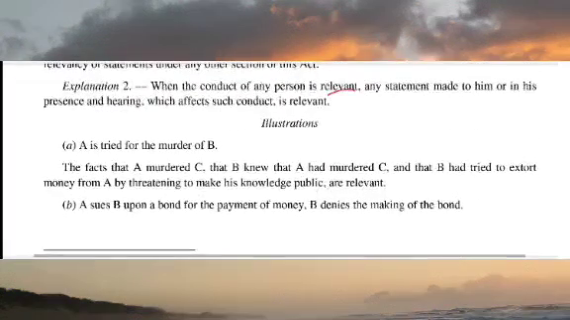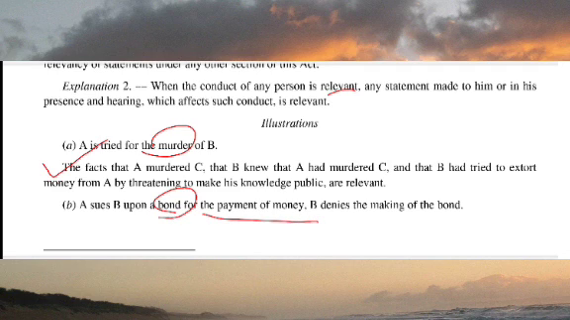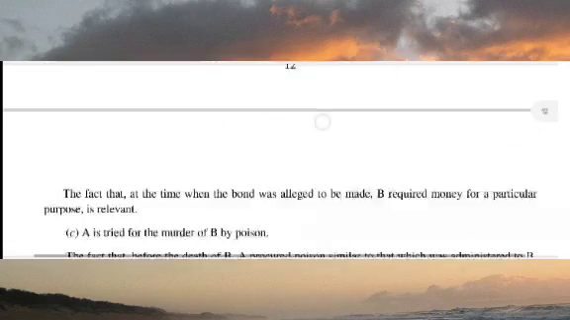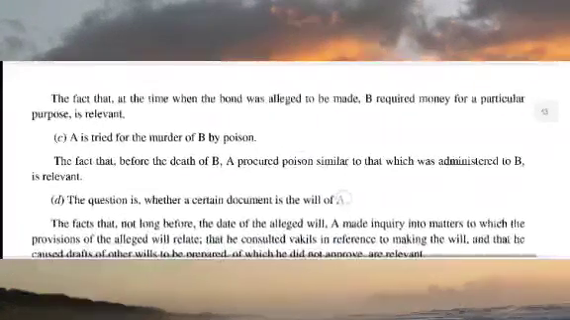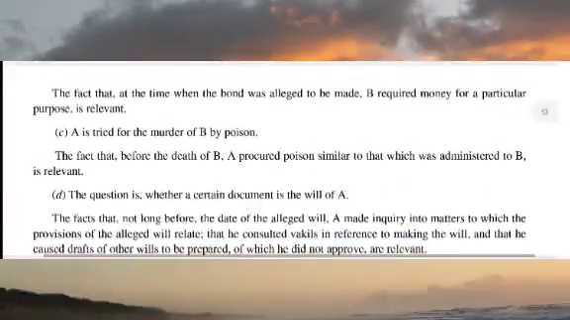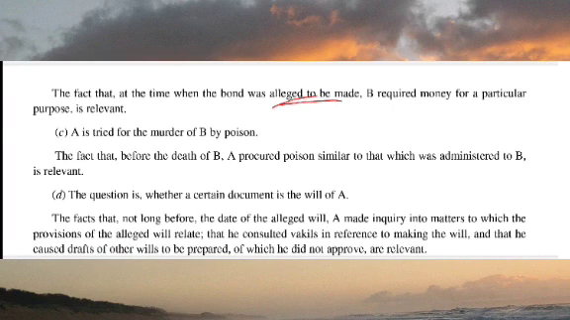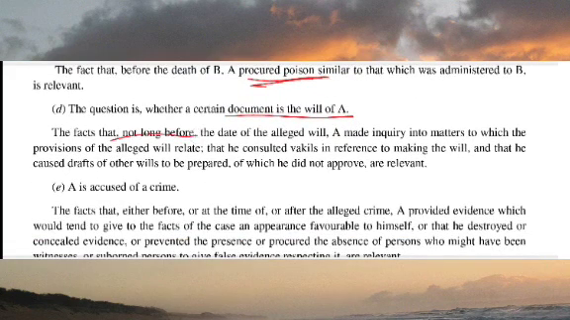So there is a lot of illustration. First one is murder. Second one is bond and payment of money. Okay, what is in this murder? Extortion of money by threatening to make his knowledge public is relevant. Then comes, okay, when the bond was alleged to be made, B required money, it is relevant. Poison: A procured poison similar to that which was administered to B, it is relevant. Whether A made a secret document, a will, so he consulted vakils, this is relevant.